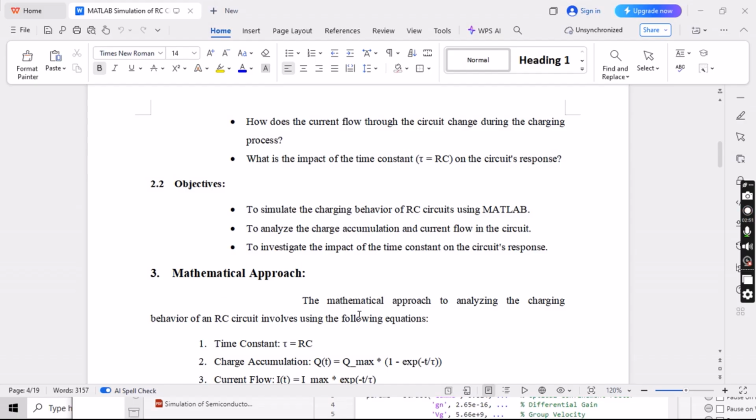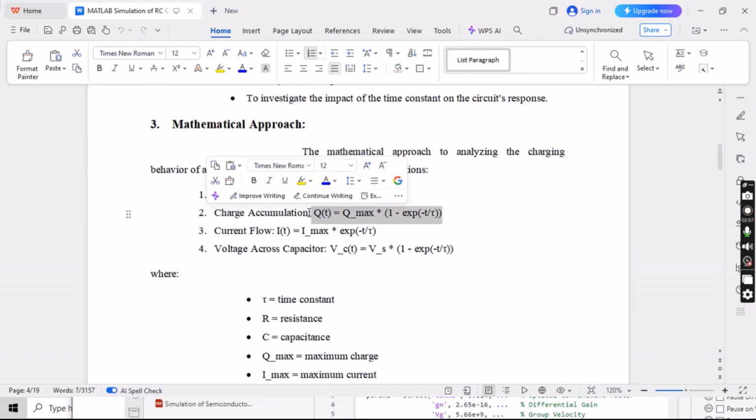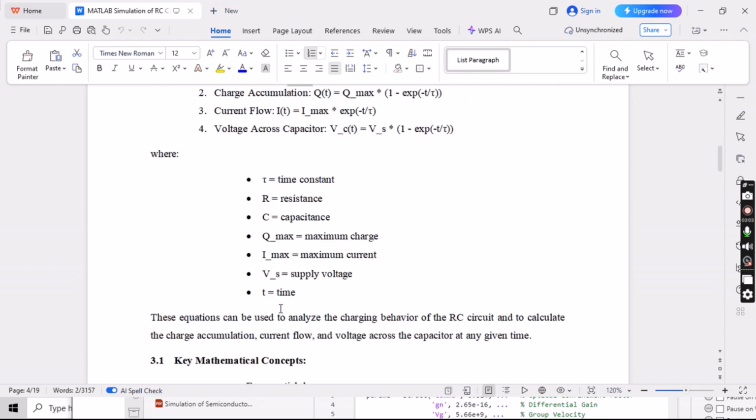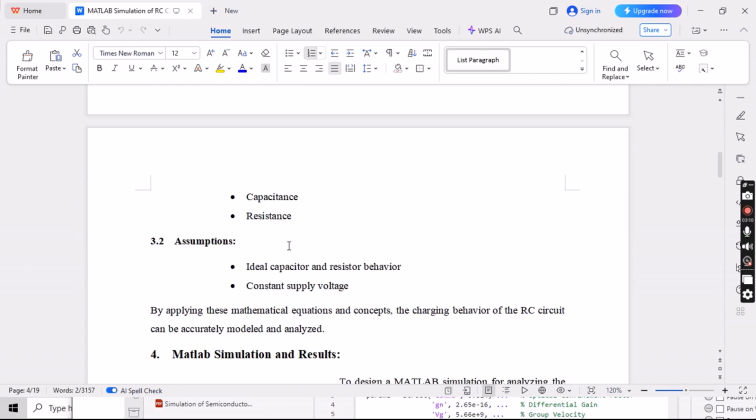The objectives are there, and the mathematical approach is this. It means that these equations we are using are for the charging, the voltage across the capacitor, and the current as well. The time constant for these equations is used, and everything is defined here: the key mathematical equations, concepts, and assumptions.